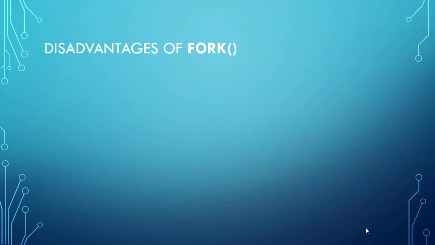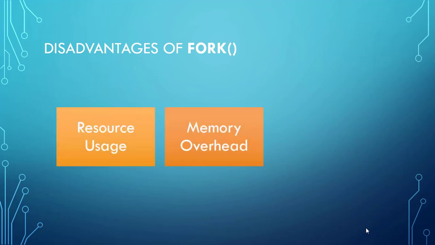Disadvantages of fork. While fork is a powerful system call used in process management, it also has some disadvantages. For example, resource usage, memory overhead, and security risk. Resource usage. When a process is created using fork, it inherits the resources of the parent process. This can lead to excessive resource usage, especially in a multi-process environment where many processes are created using fork.